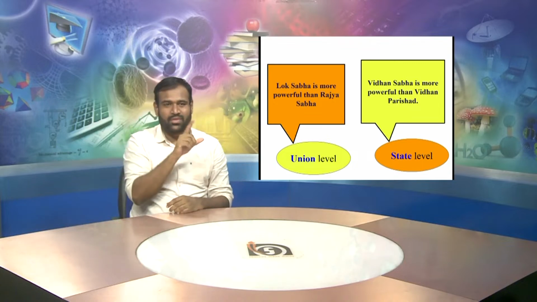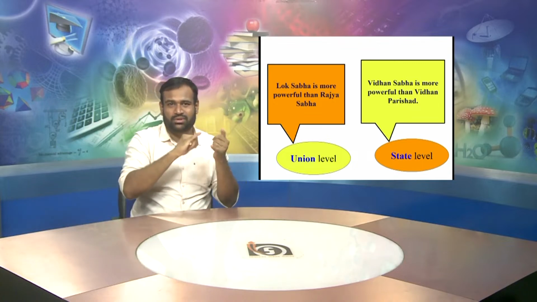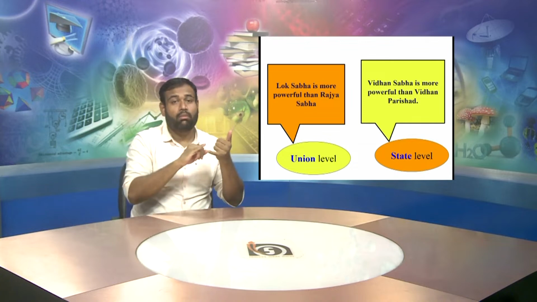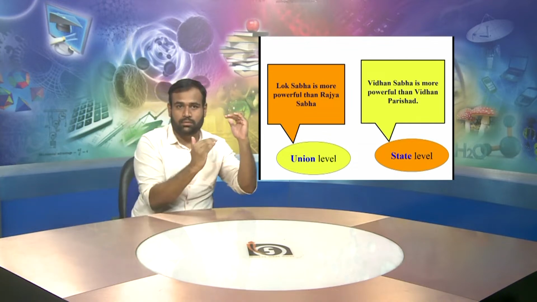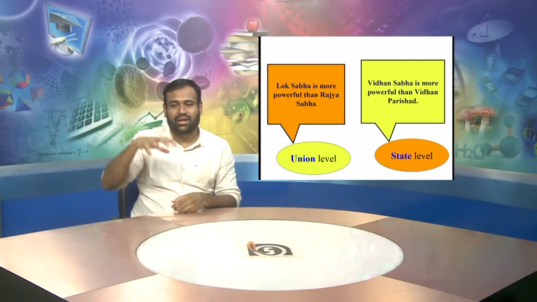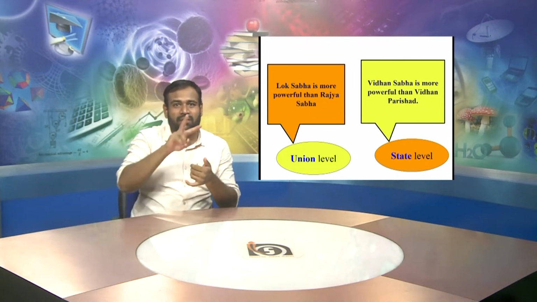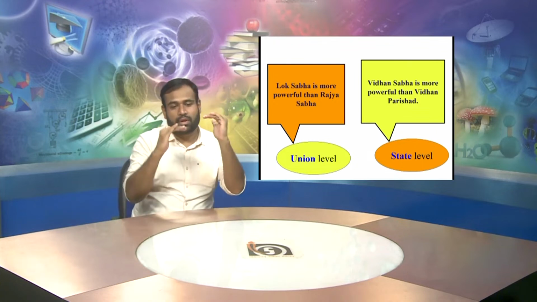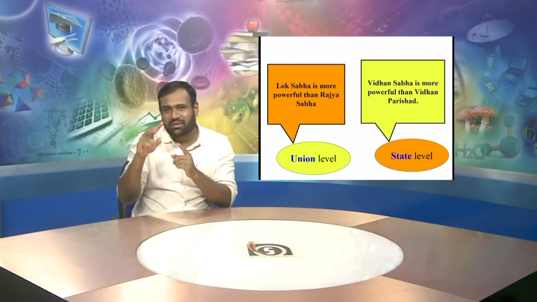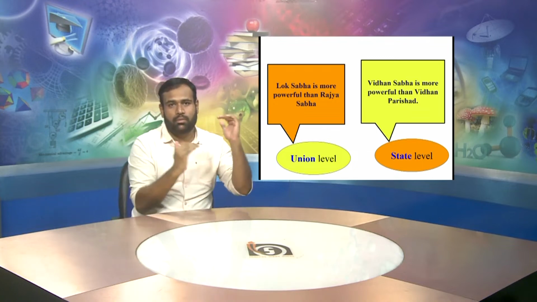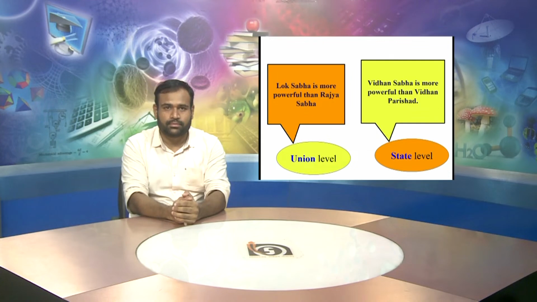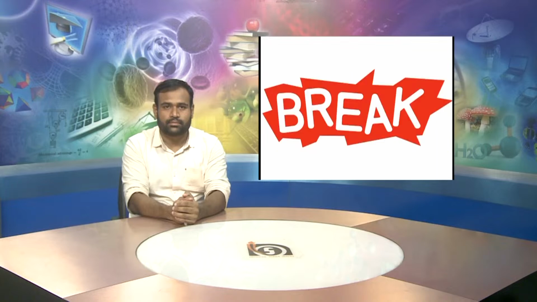Now here you can see the union level and the state level are 2 different terms. At the union level, Lok Sabha is more powerful than Rajya Sabha. But on the other side, at the state level, Vidhan Sabha is more powerful than Vidhan Parishad. So we should understand that there are certain higher and lower houses in both. We will take a break here.